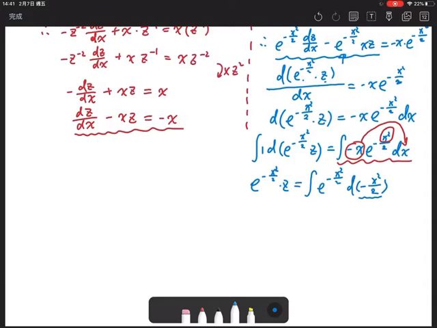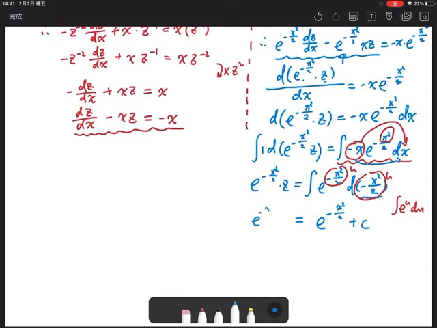So exactly, we can just move negative x into d to be negative x squared over 2. Now regard this as u, so it is just the integral of e to the power of u. So it becomes e to the power of u, which is e to the power of negative x squared over 2, plus constant c.